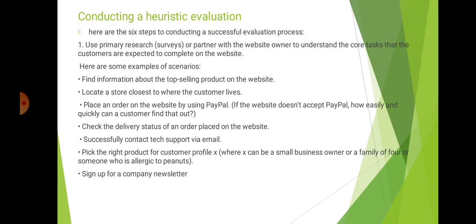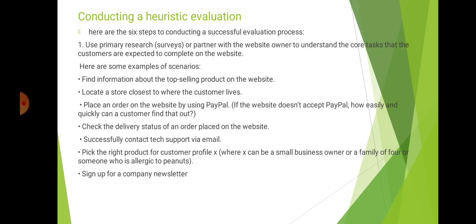Then second, conducting heuristic evaluation. Here are the six steps to conducting a successful evaluation process. So we can follow these six steps. First step is, use primary research survey or partner with the website owner to understand the core tasks that the customers are expected to complete on the website. Here are some example scenarios.